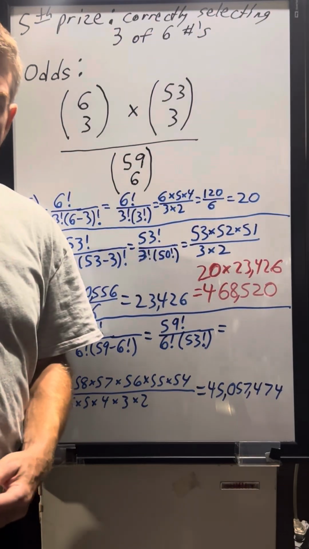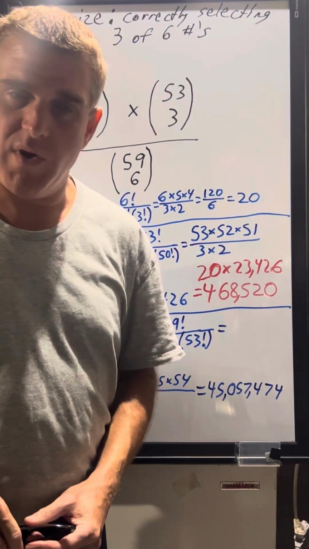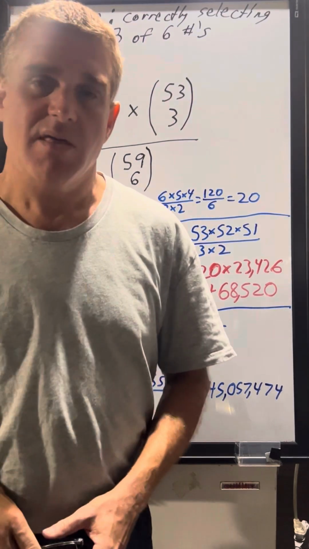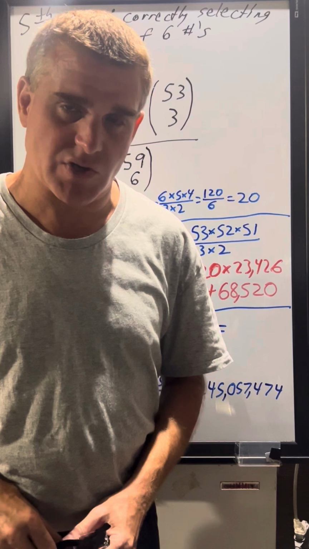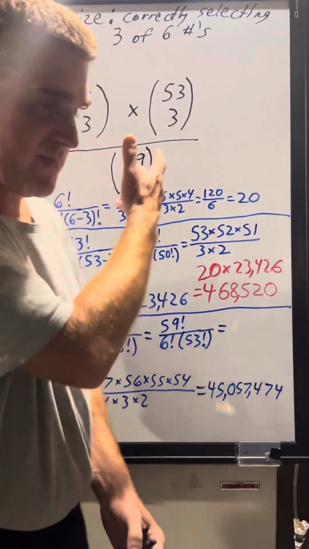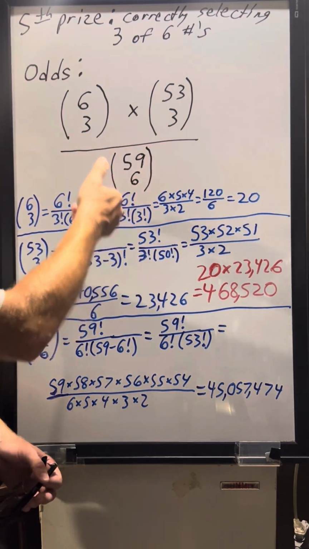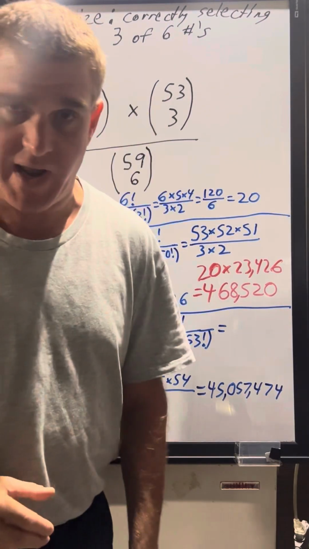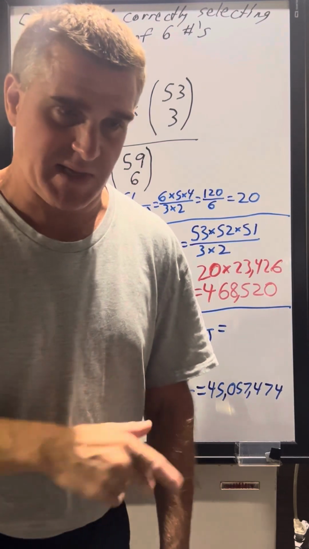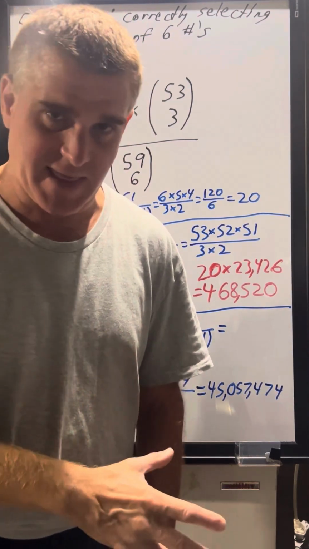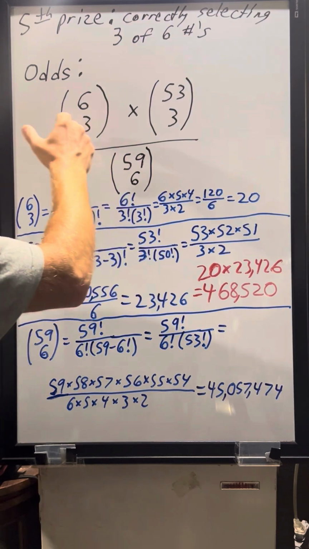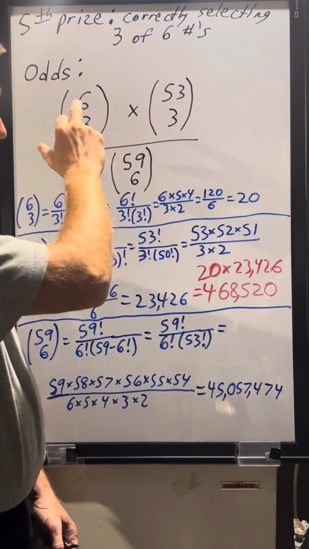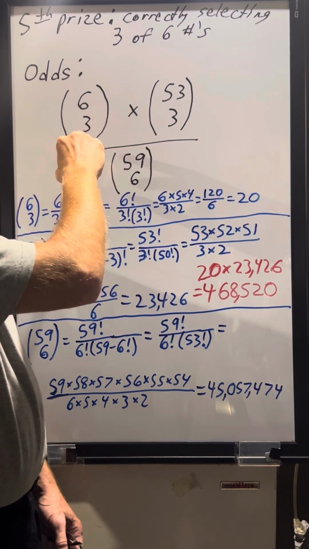Okay, so what we're doing here is we're addressing what are the odds of fifth prize. Fifth prize is selecting three of the six numbers correctly. And it's expressed in this formula here. I just wrote the binomial coefficients for each factor in the equation that needs to be solved in order to get the odds.